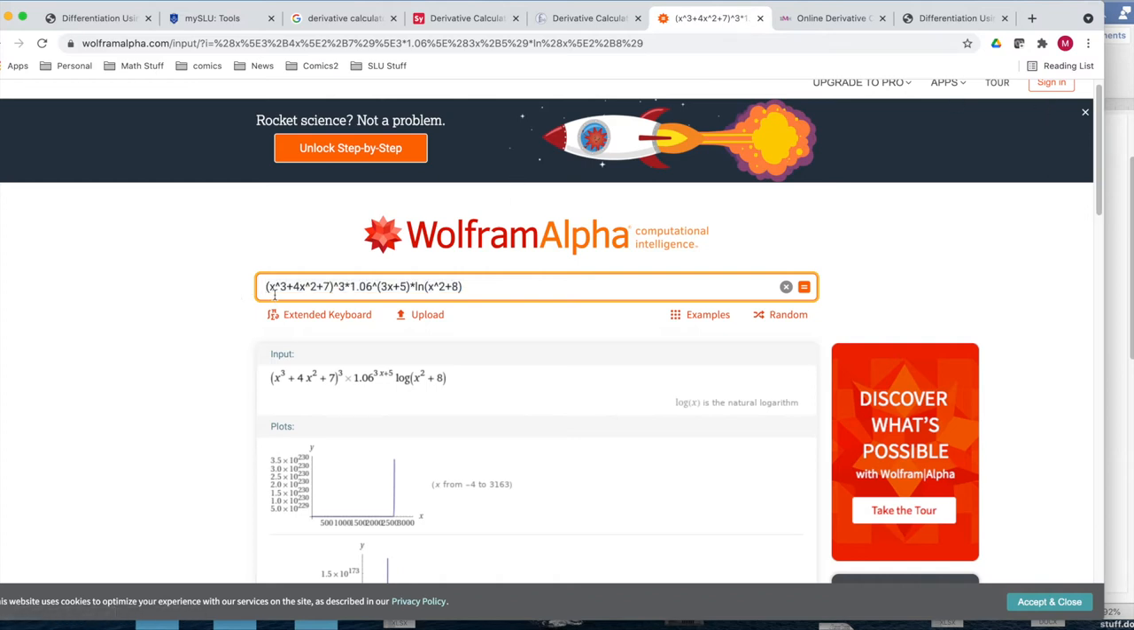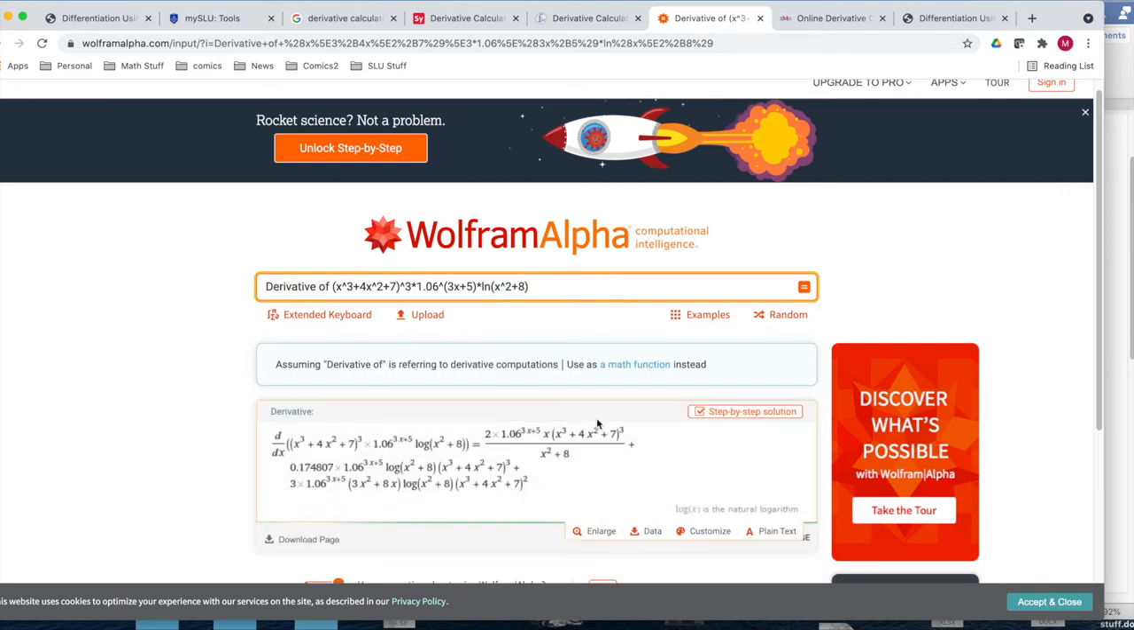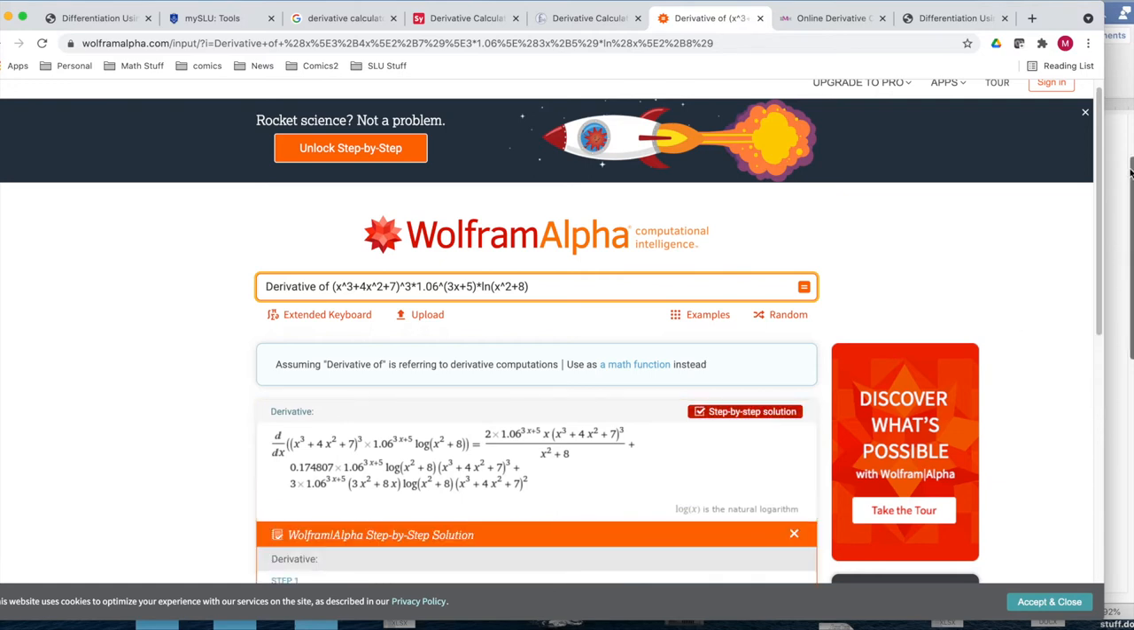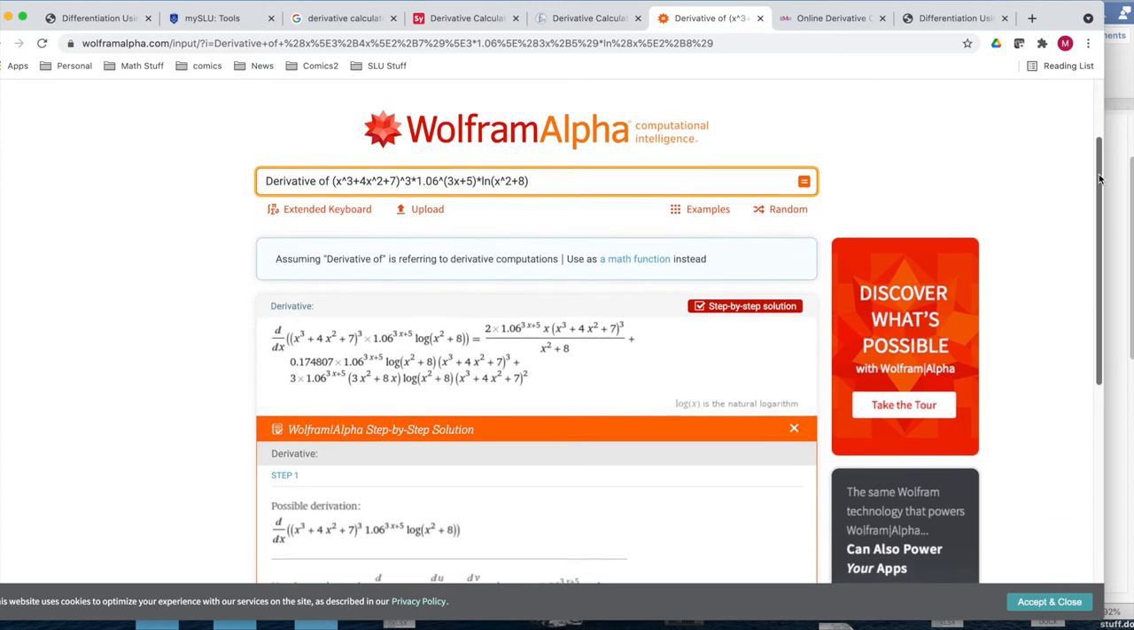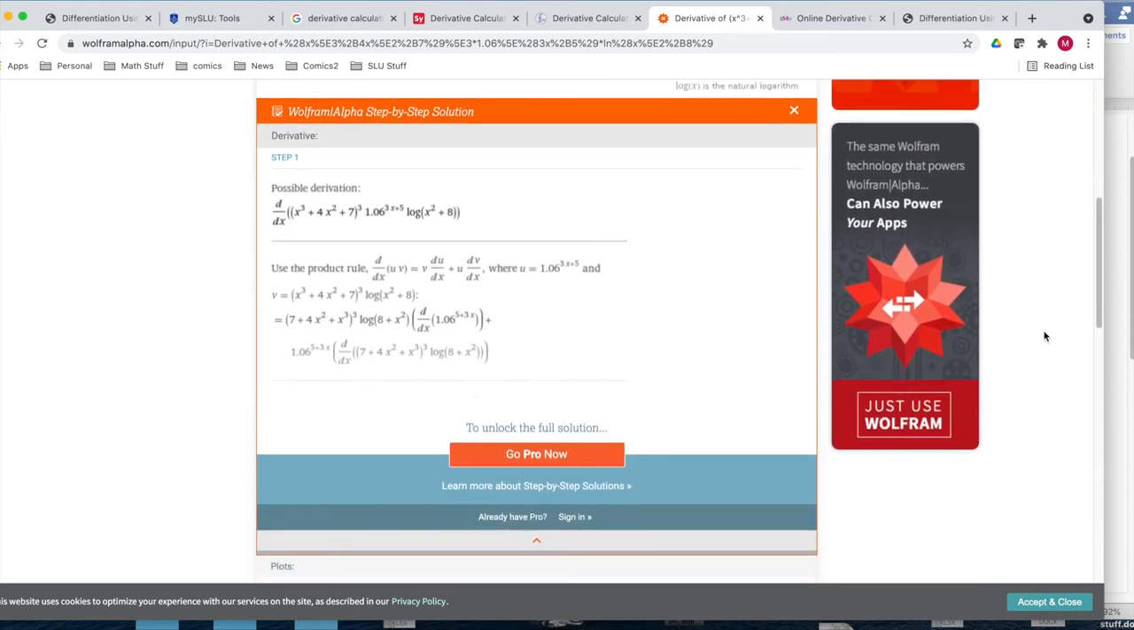So that was just an input. Let's ask it for the derivative of the function, and so it gives the derivative. You can ask for a step-by-step solution. And it says you need to go pro, which means you need to pay the money for the full solution.